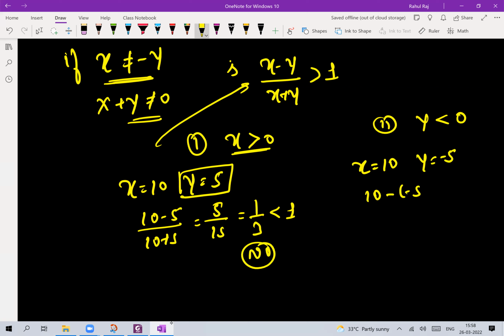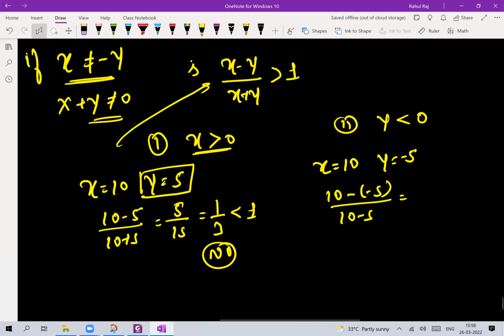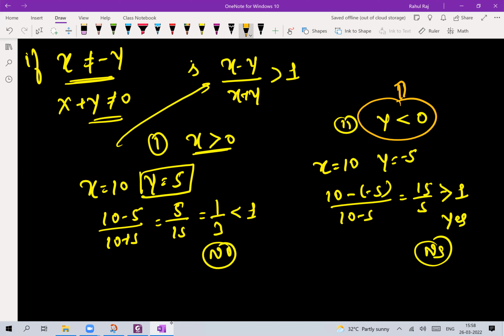10 minus of minus 5 by 10 minus 5, that is 15 by 5, which is actually greater than 1. 3 is greater than 1. I have a yes situation. So I have a yes and no situation, not sufficient. Option number 1. Option number 2, guys, it's pretty clear. No idea about x. It is not sufficient, but please ensure that you create a yes and no situation.